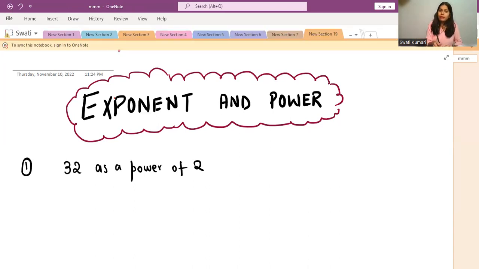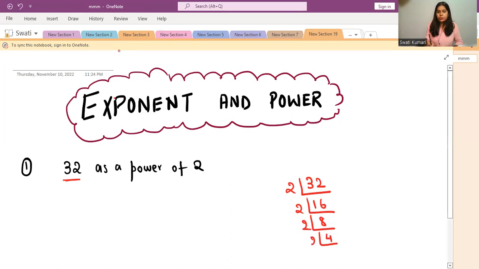You have to take this number, which is 32, and then find the prime factors of this number. So this will, of course, go by 2. 2 into 16, 32. This is 2 into 8, 16. This is 2 into 4, 8. This is 2 into 2, 4. And the last one is 2 into 1, 2.